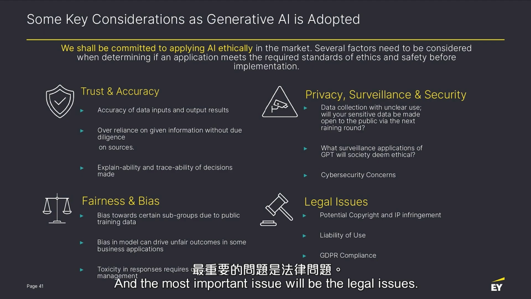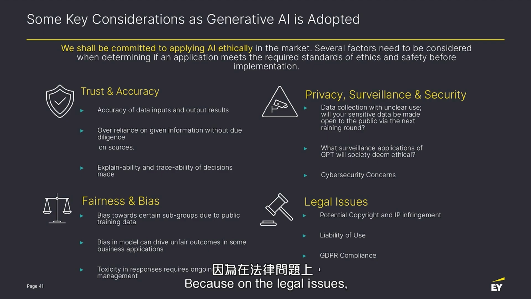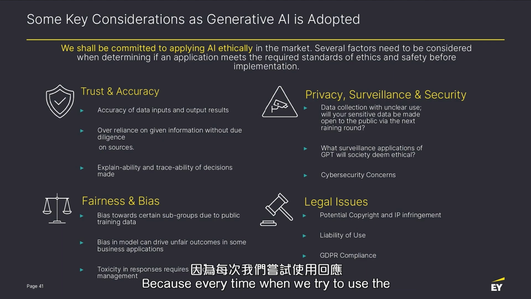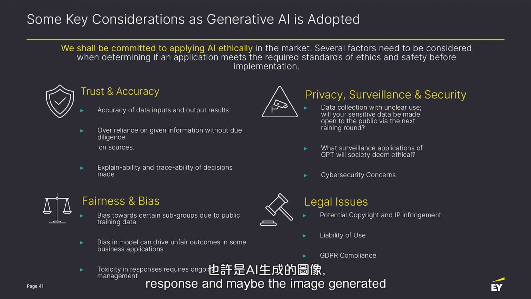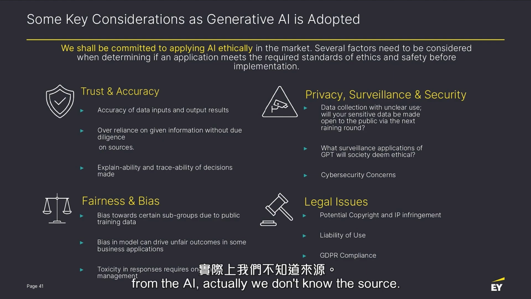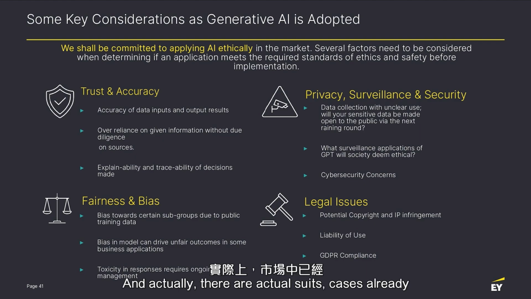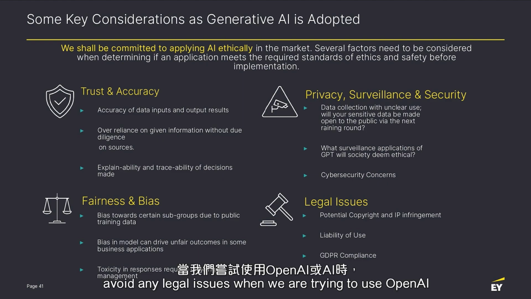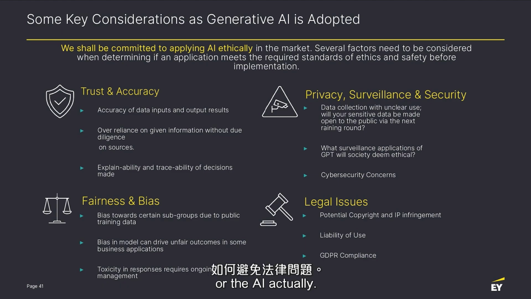And the most important issue will be the legal issues, where we need to think about copyright infringement. Every time we use a response or an image generated by the AI, we don't know the source. There are actual lawsuits already in the market, like suing the OpenAI company for infringing copyright. So we need to consider how we can avoid any legal issue when we use OpenAI or AI.